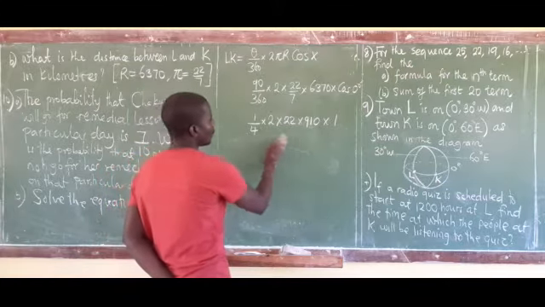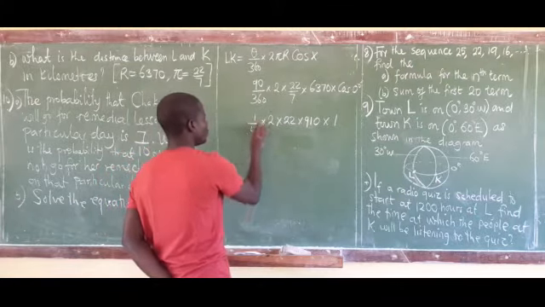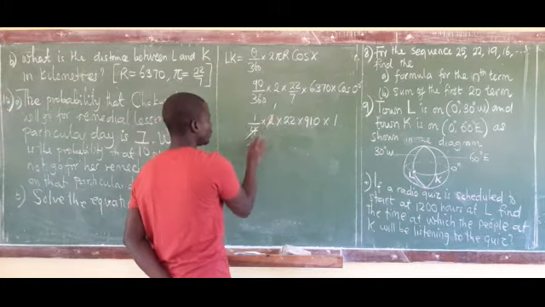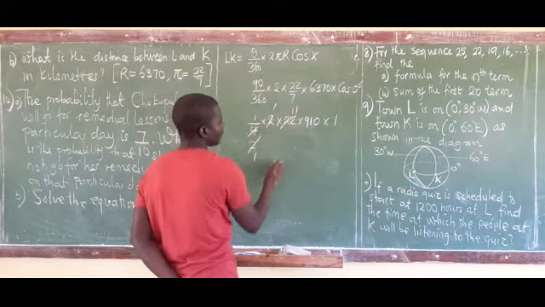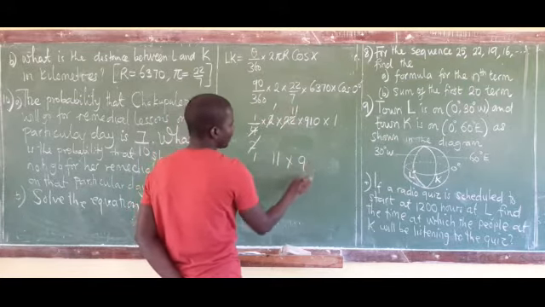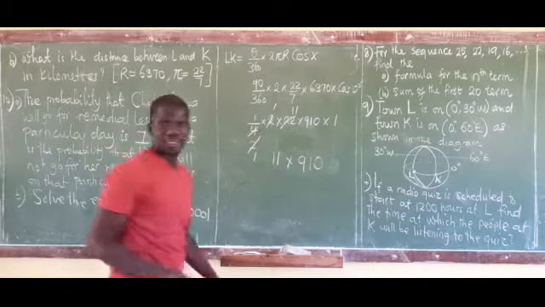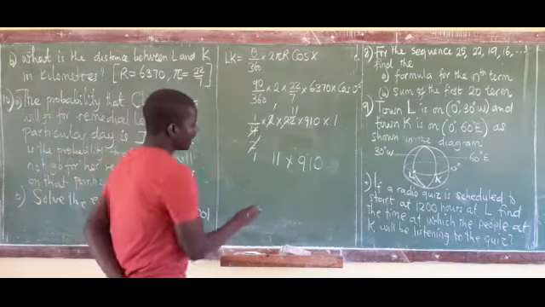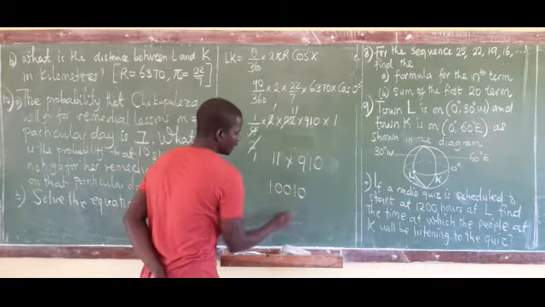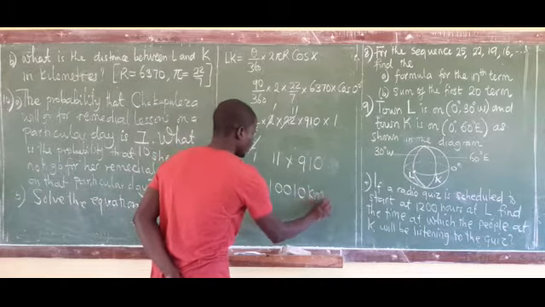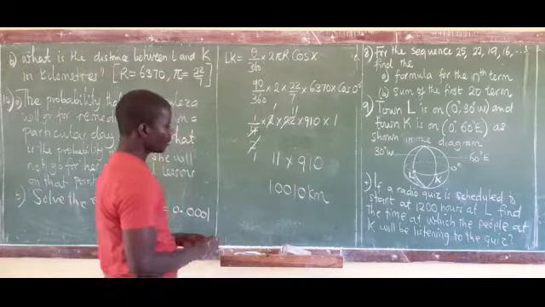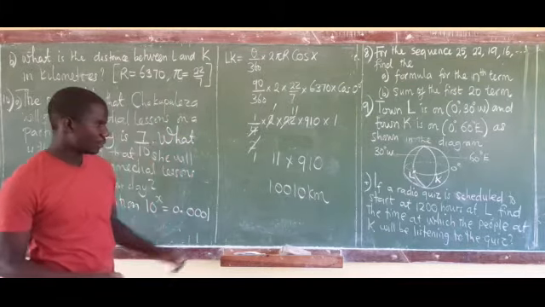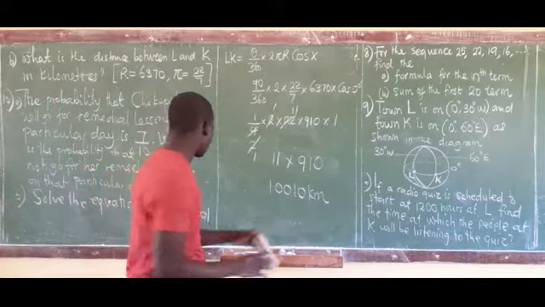Then we can go on here and say 2 here, it's 1, 2 here, it's 11. So we have 11 multiplied by 910. What do we get here? Let us see what we get. This is going to give us 10,010 kilometers, isn't it? That is what we're going to have here.